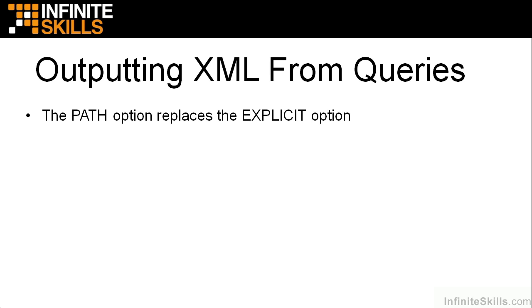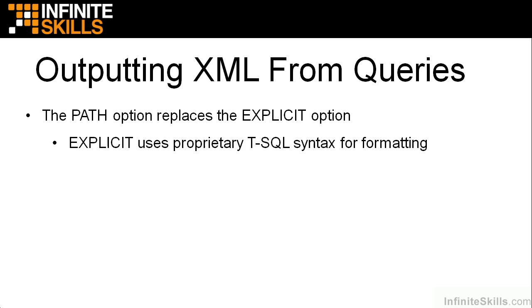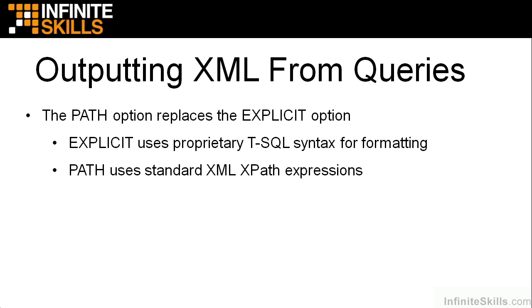Now, I want to mention something here. If you've been around this idea of outputting XML from queries for very long, you've noticed I didn't mention the explicit option. Well, the path option replaces explicit. Explicit is there for backward compatibility only. Explicit used proprietary T-SQL syntax for formatting the XML output, and path now uses standard XML XPath expressions.